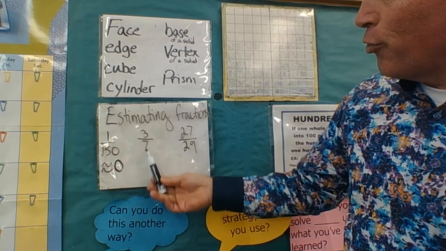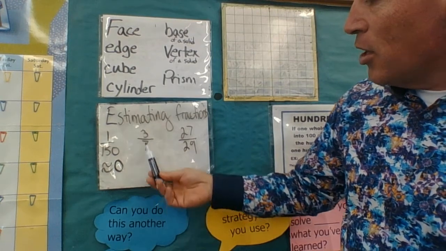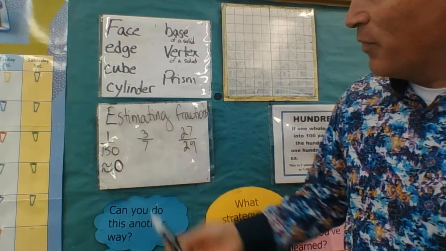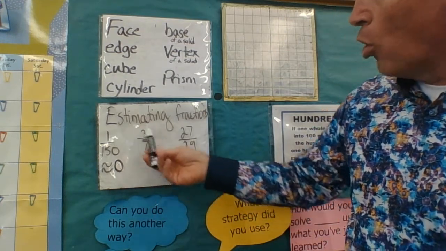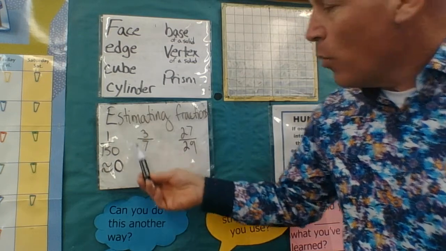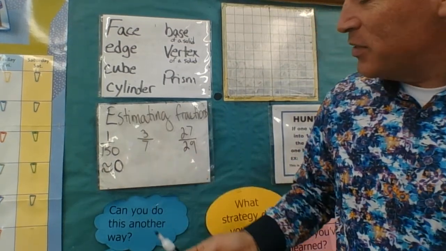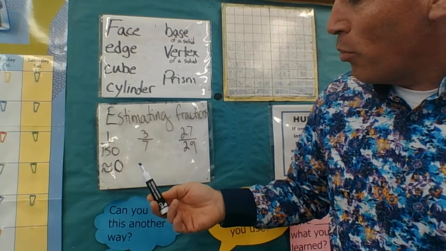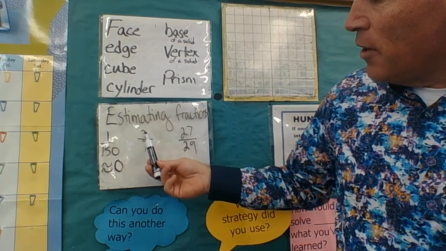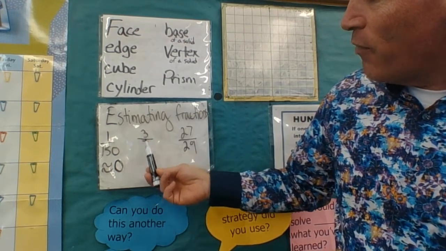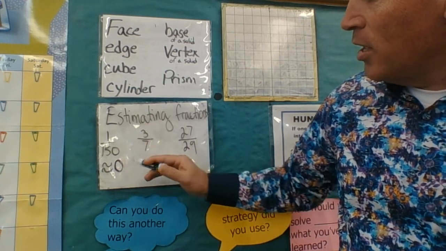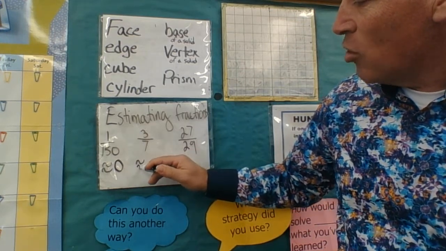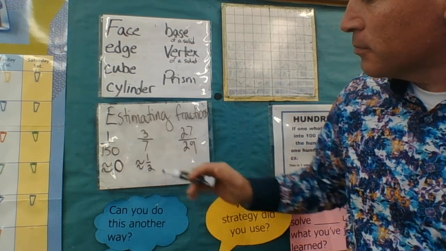Now if we look for 3/7, what would be half of 7? That's what I do when I know it's not almost a 0 or almost a whole. When I'm thinking, is it almost half? What's half of 7? Well, I know half of 7 is 3.5. So is 3 closer to 3.5 or is it closer to 0? If it's closer to your halfway point, then, which it is, I say it's almost a half.